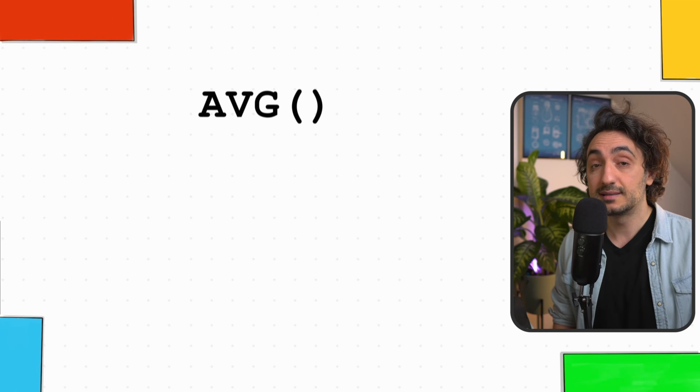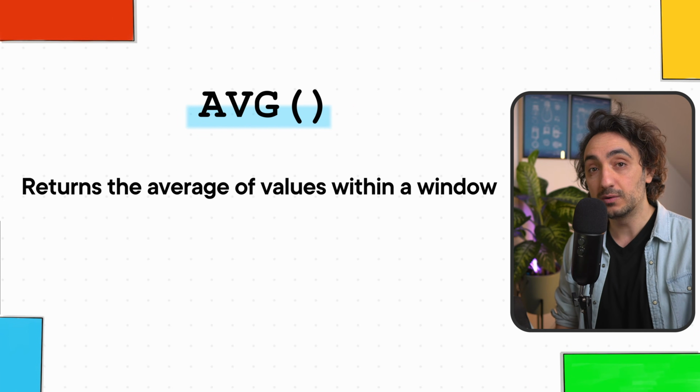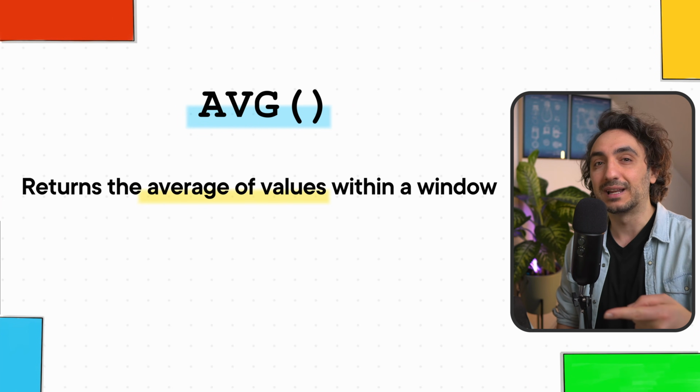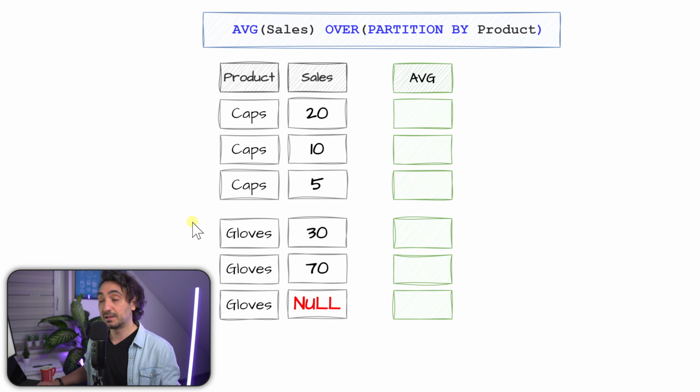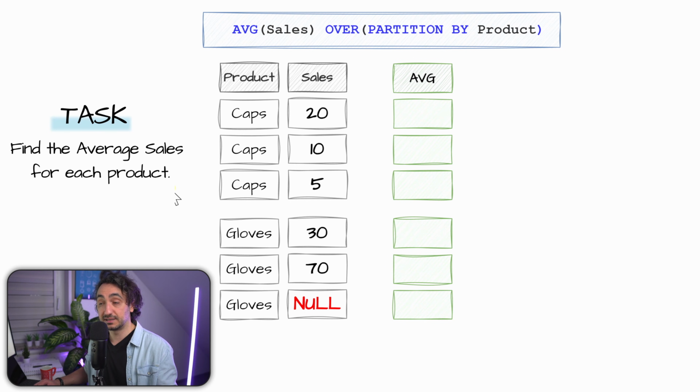Alright, so now let's understand what an average function is. As the name says, it's going to find the average of values within each window. So now let's understand how SQL works with the average. Back to our very simple example, the task says: find the average sales for each product.